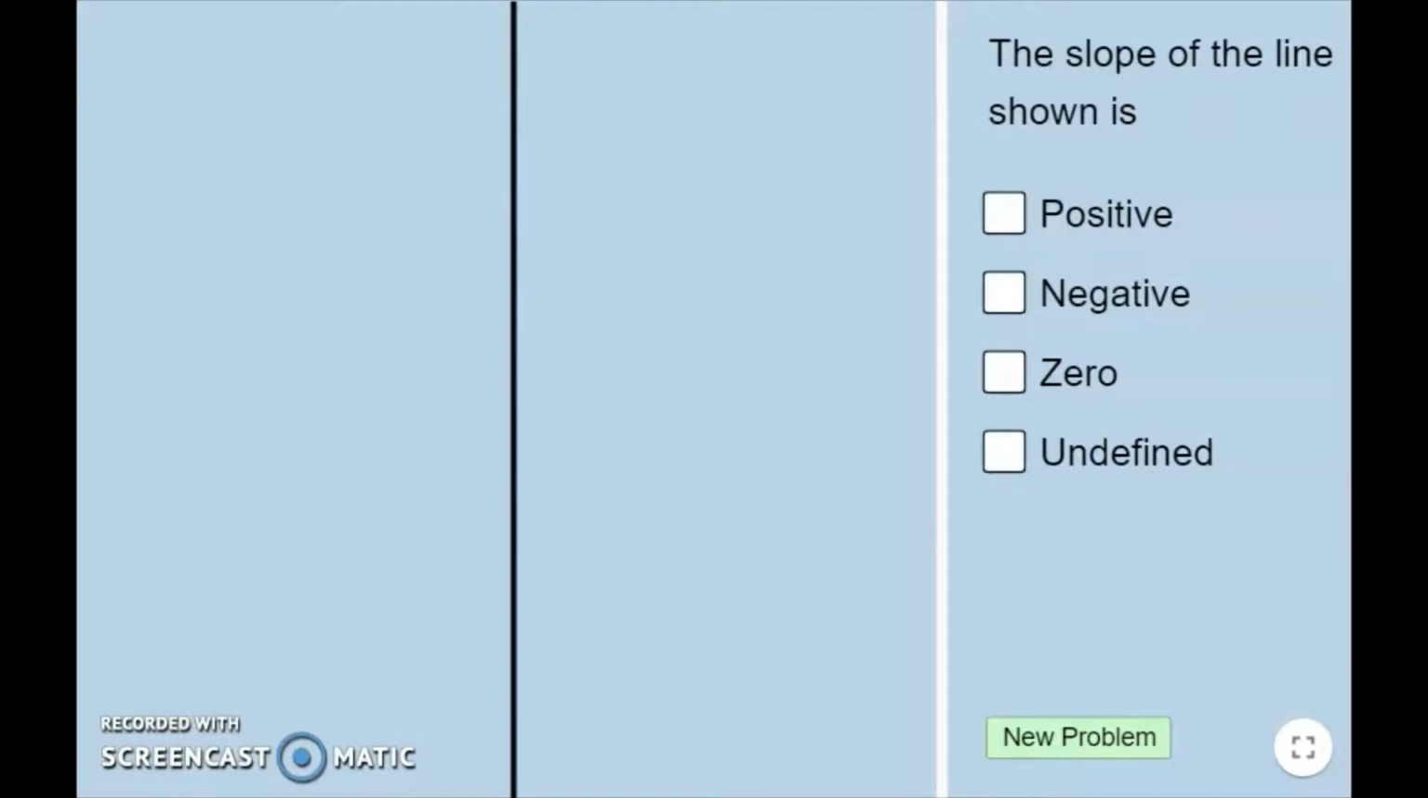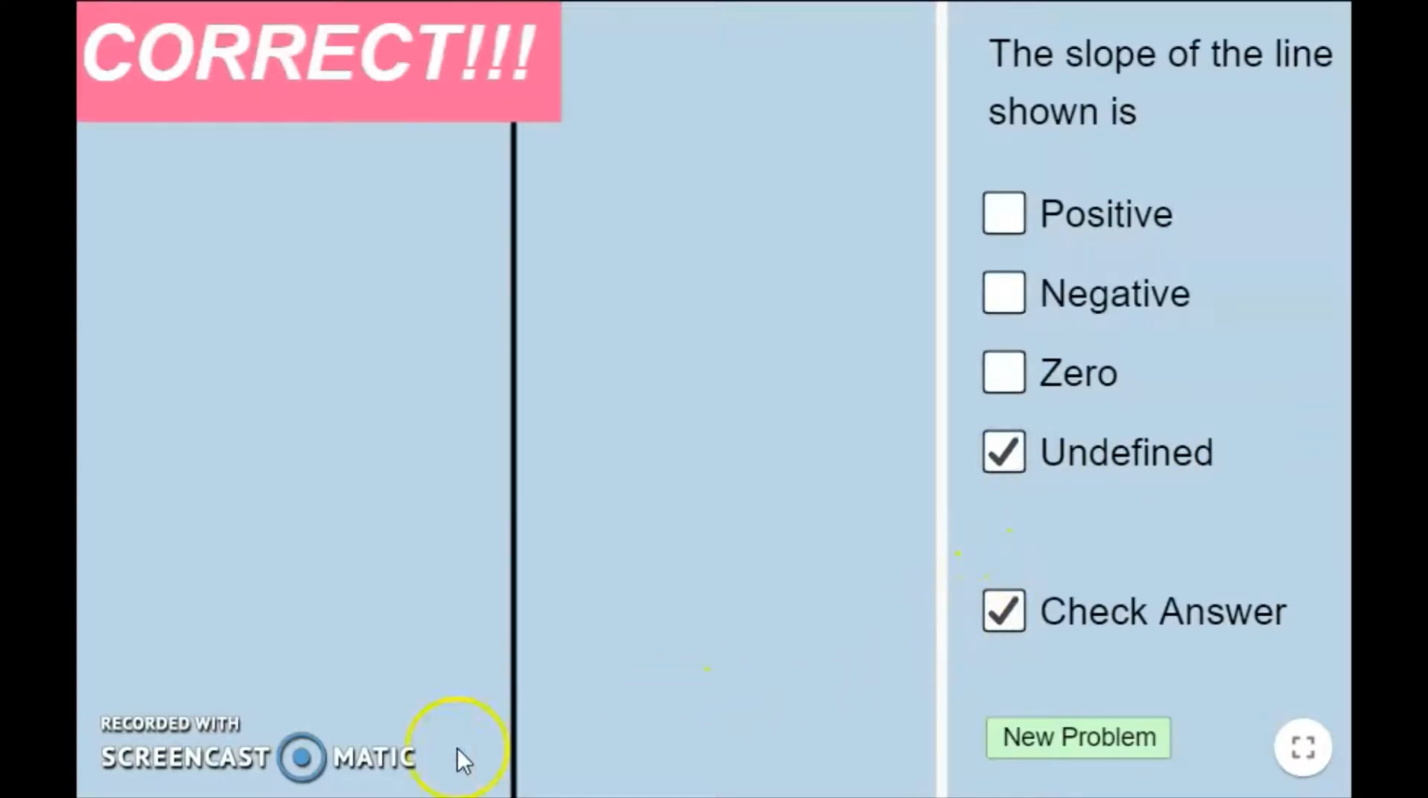And this one, 3, 2, 1. I think this is undefined. We're going to have to divide by 0.